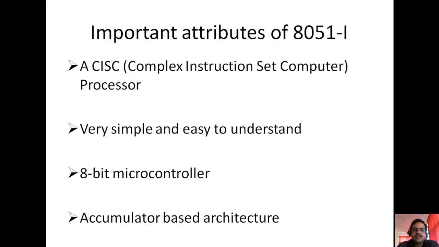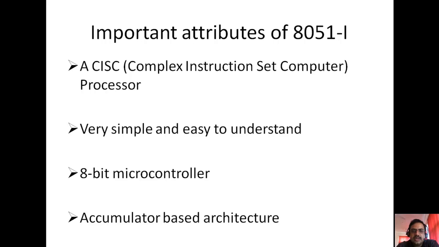The first and foremost attribute of 8051 is it is a CISC processor. When I say CISC, it means complex instruction set computer. If you're not able to unravel the jargon, don't worry. During the class hours, I'll be explaining in detail what is a CISC processor and what is a RISC processor. So there are only two types of processors, CISC and RISC, as far as the architecture is concerned. CISC stands for Complex Instruction Set Computer. So 8051 falls under the CISC category.